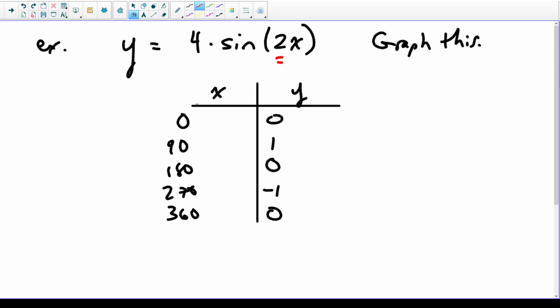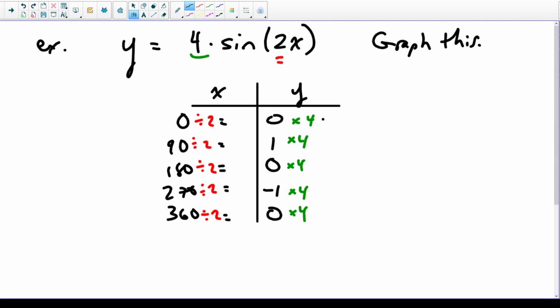What are our x transformations going to do? Like I said, divide everything by 2. Our y transformations are going to multiply everything by 4. And if you leave enough room, you can put the answers right here. You don't have to create a new table of values. So 0 divided by 2 is 0, 90 divided by 2 is 45. It looks like we're going up by 45s, right?